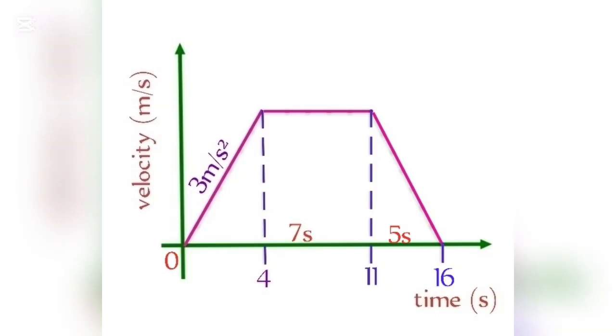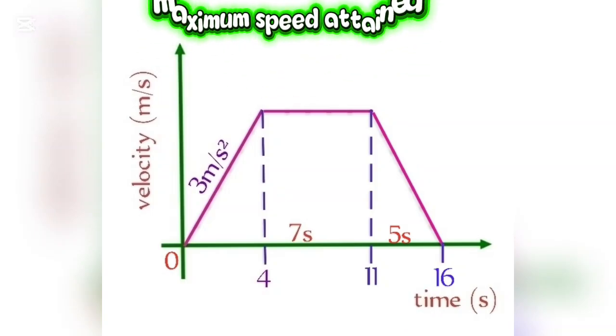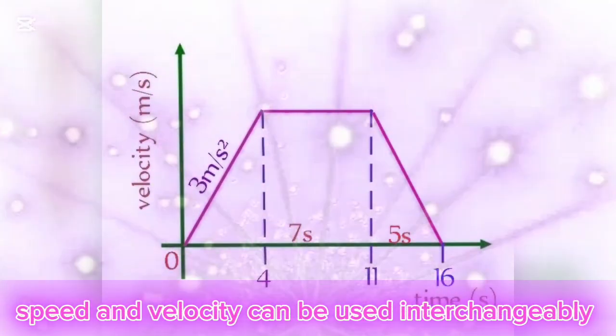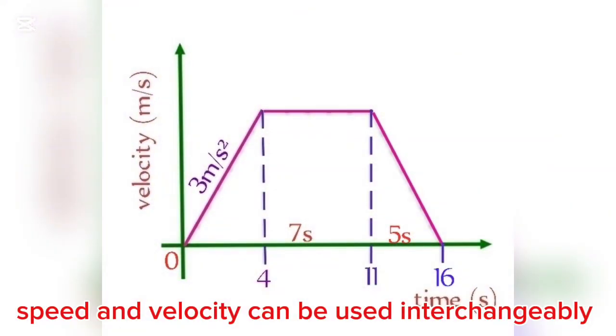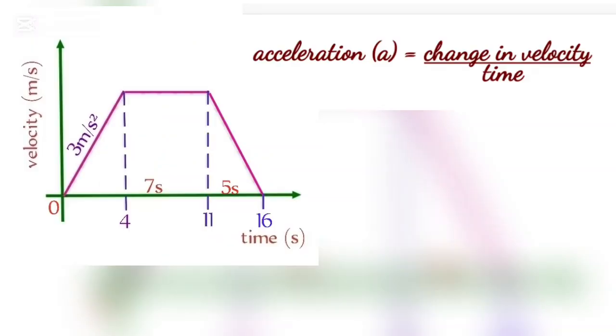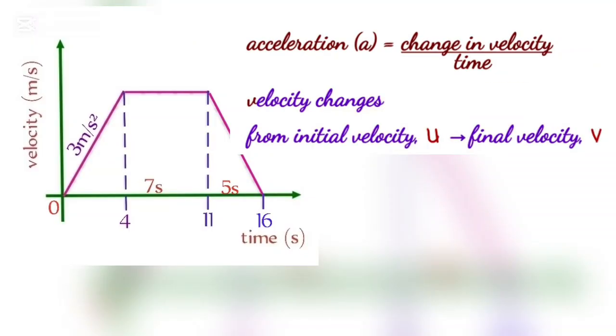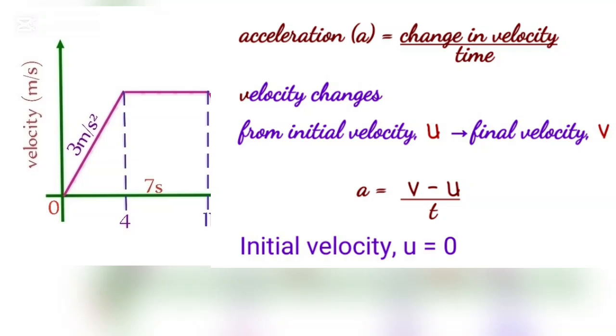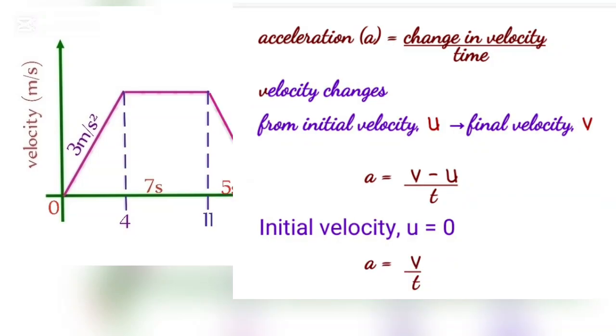1. Using the graph, we are asked to calculate the maximum speed attained. In this type of motion problem, the words speed and velocity can be used interchangeably. Using the formula for acceleration, a is equal to change in velocity over time. Since the velocity changes from an initial velocity u to a final velocity v, a is equal to v minus u over t. In this question, the initial velocity u is equal to 0 because the object starts from rest. So the formula becomes a is equal to v over t.